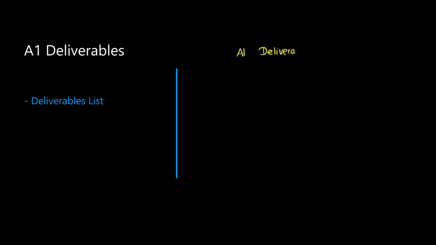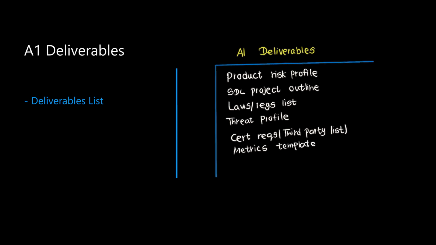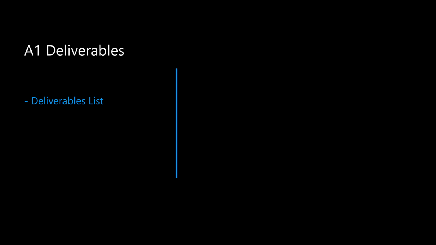Key deliverables from the security assessment phase include a product risk profile, an SDL project outline map to development milestones, a list of applicable laws and regulations, a threat profile, certification requirements, a list of third-party software dependencies, and a metrics template. Each of these has a specific purpose, and the exam may ask you to match deliverables to their goals. The metrics piece deserves special attention.